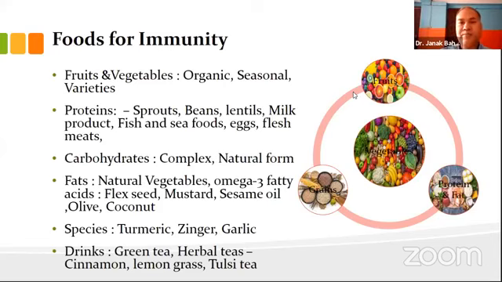The next thing is the protein source. While choosing the protein source, we can choose many things that contain protein. But the best sources of protein are sprouts, beans, lentils, milk products, fish and seafood, eggs, and meat. But while choosing these things, we should know that if along with protein we are also getting other harmful things from that, then it is not a good choice.